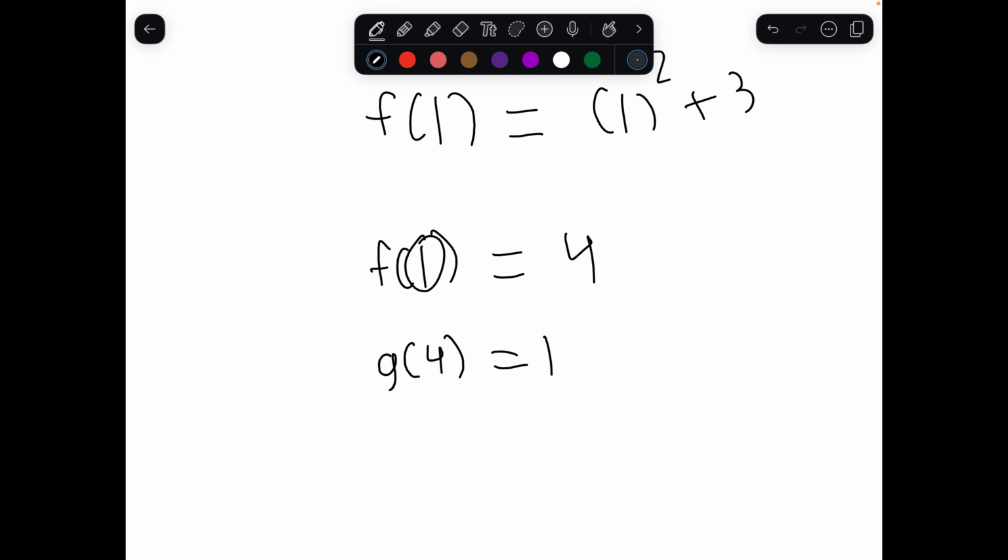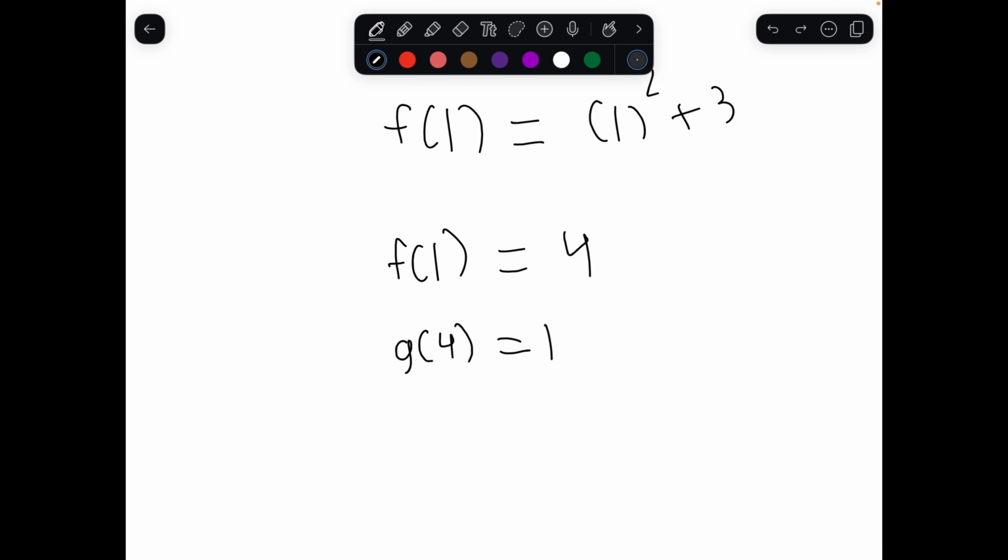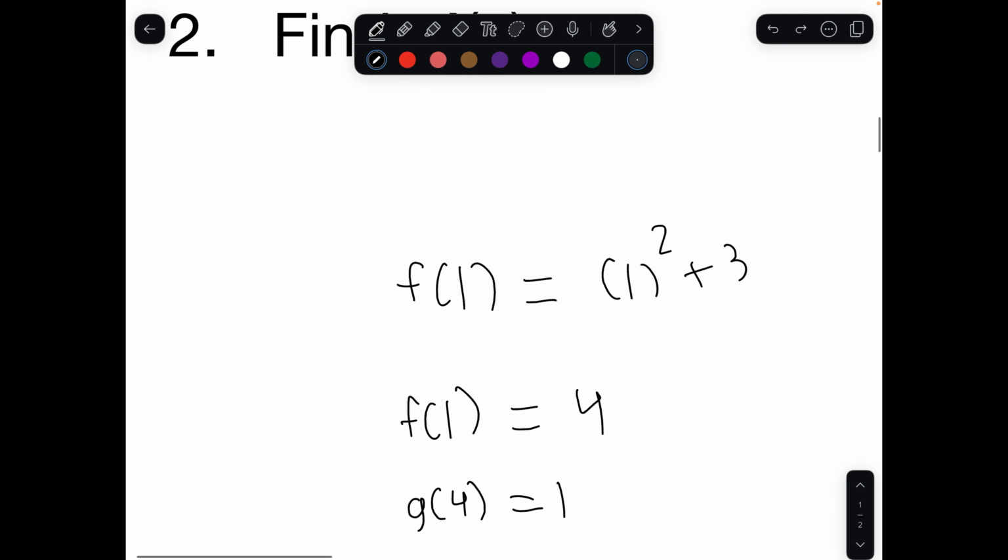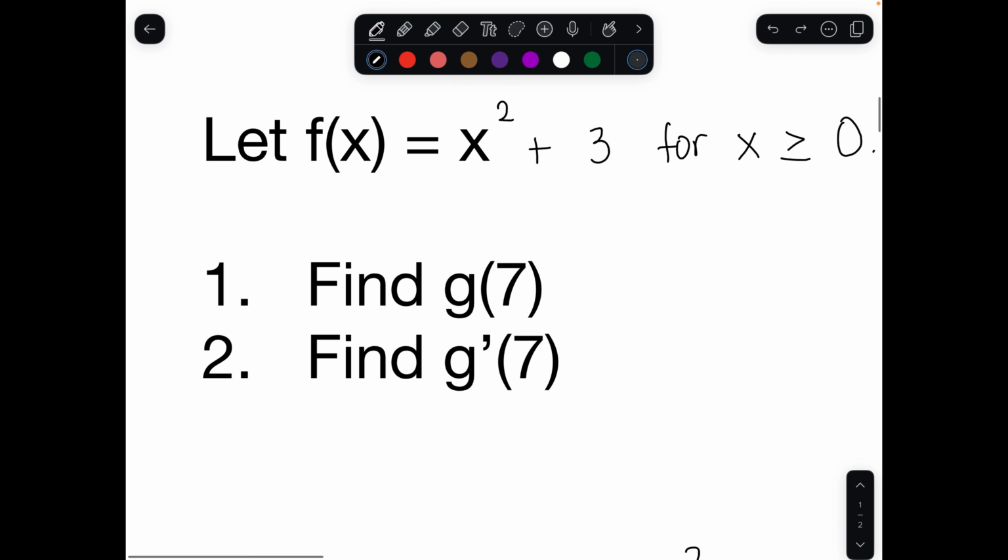This was your input and this was your output, but now they're just switched, because this went here and this went here. So this is what an inverse function is. Now we can solve question 1.